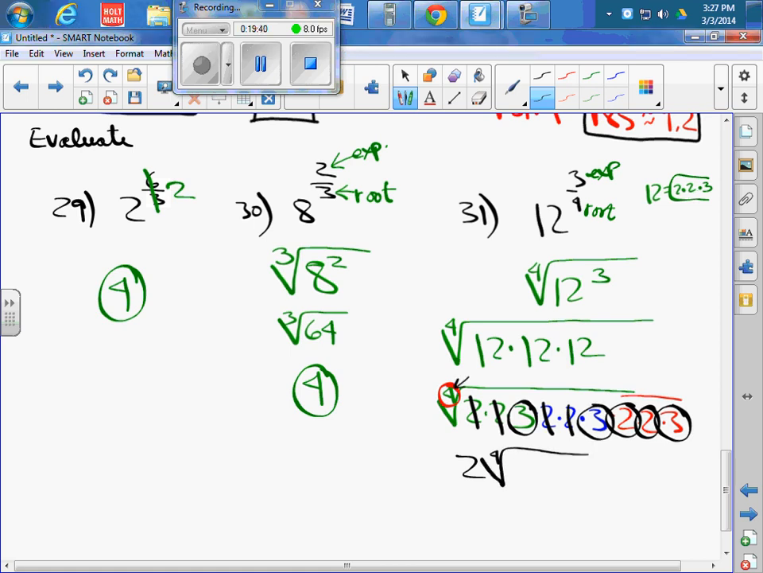And remember, we're talking about the 4th root. So I have to leave that the 4th root of. Now, 3 times 3 is 9, times 3 is 27. 27 times 4, so it looks like about 108. So we're talking about 2 times the 4th root of 108.